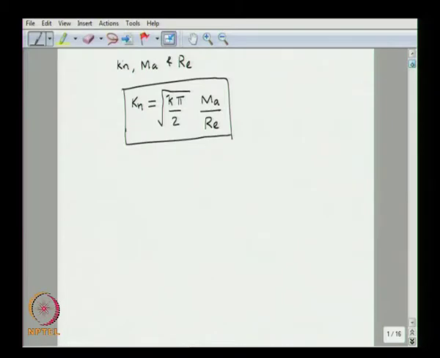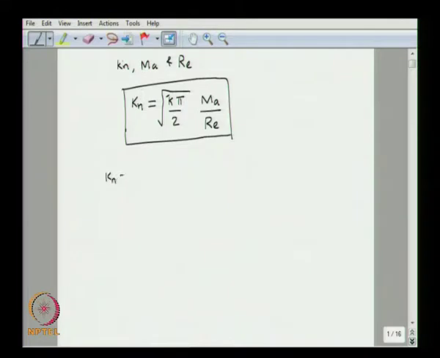We can in fact mathematically show this. We can start from the left hand side. We can write Knudsen number equal to lambda divided by L. Lambda is the mean free path and L is the length scale of the flow. We can write lambda as 2 nu over C bar, into 1 over L, because we know that nu is half lambda into C bar. Okay. This is what we know.